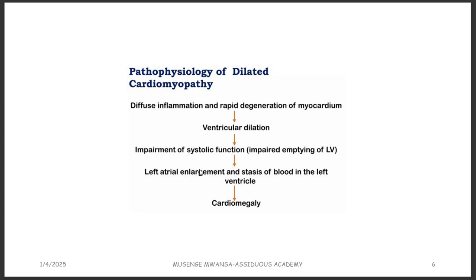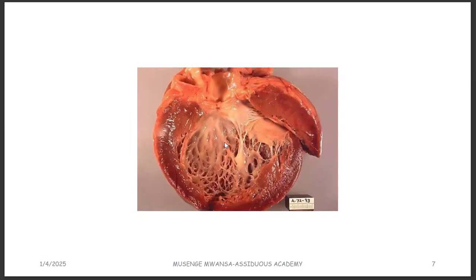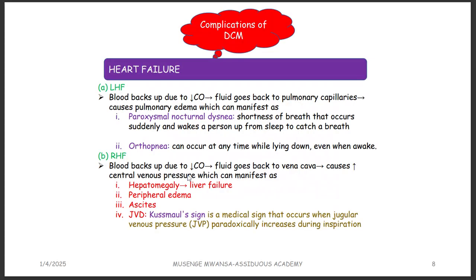Okay. The left atrium is going to enlarge, and there is stasis of blood in the left ventricle. Blood can't move from the left ventricle. That actually leads to a big heart, cardiomegaly. You can see here the chambers themselves, the ventricles, are very, very large. The walls can be normal or can be reduced.